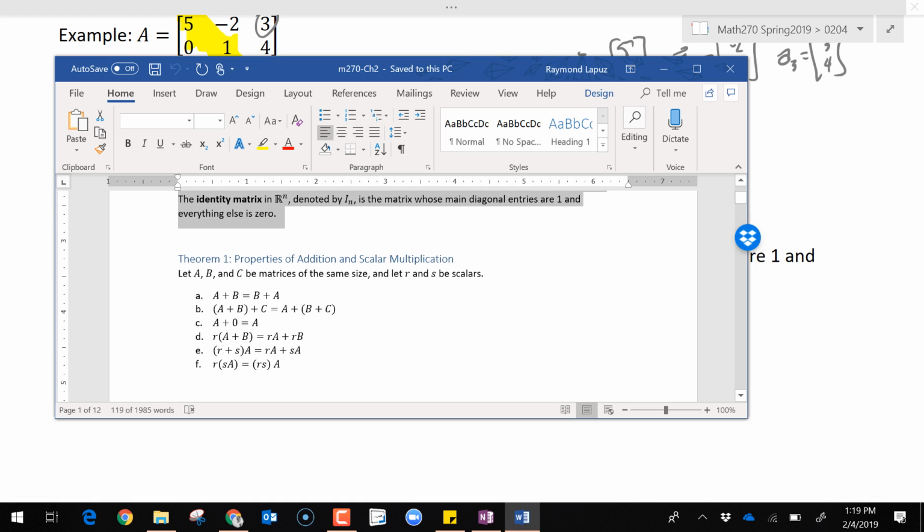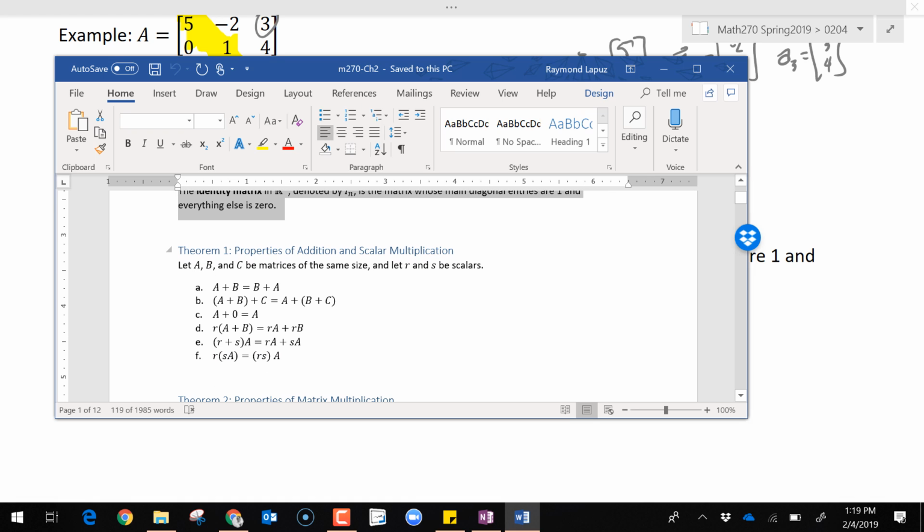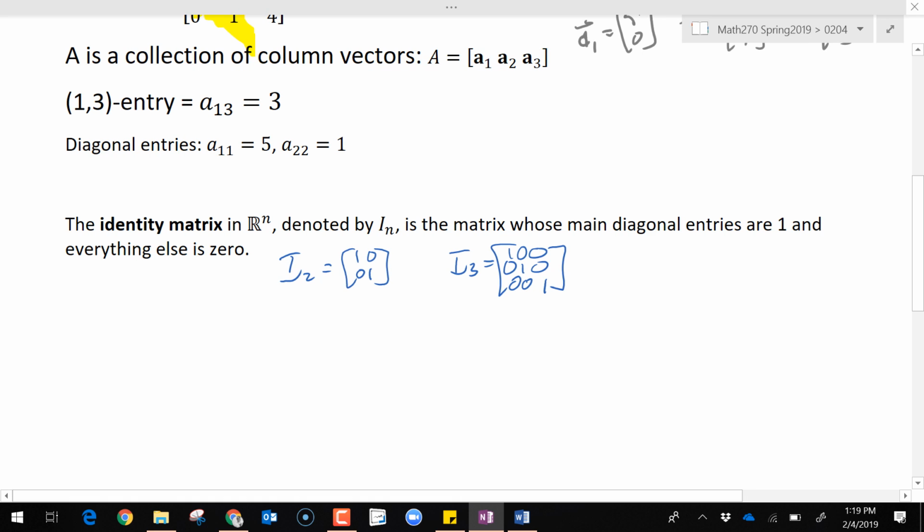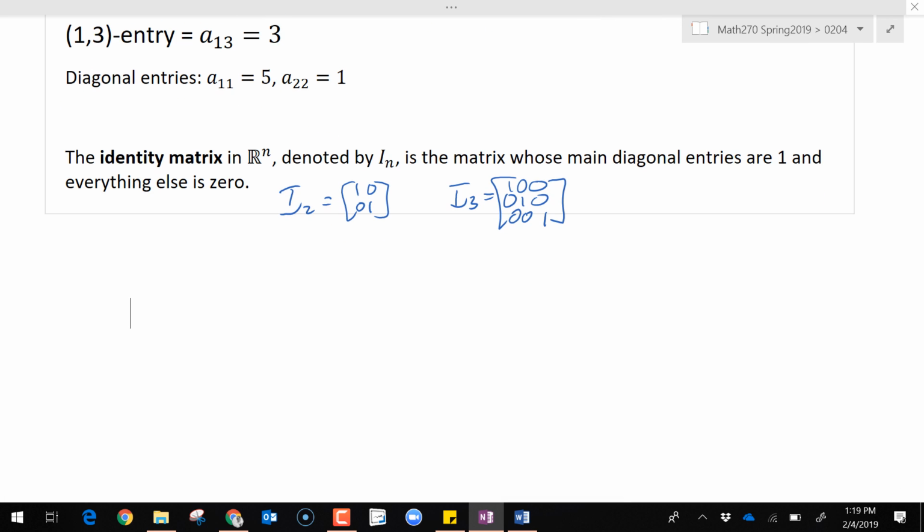Let's take a look at some properties for addition and subtraction, and maybe we'll take a look at adding and subtracting matrices, and then we'll take a look at some more. It should be on the next page.